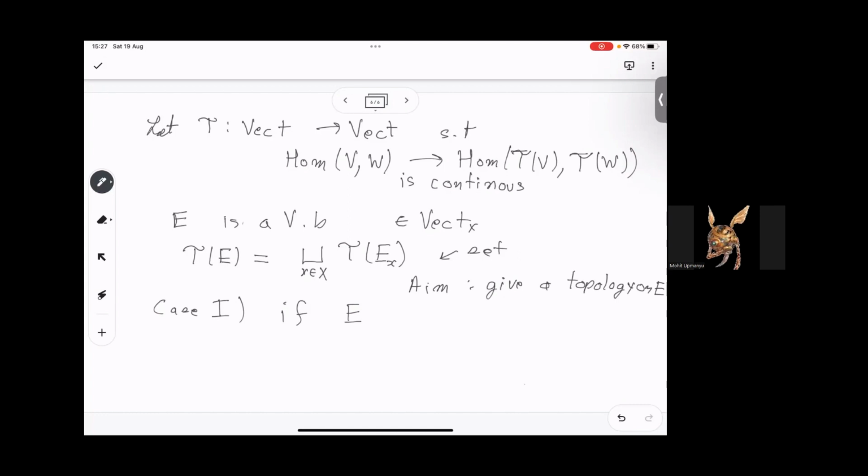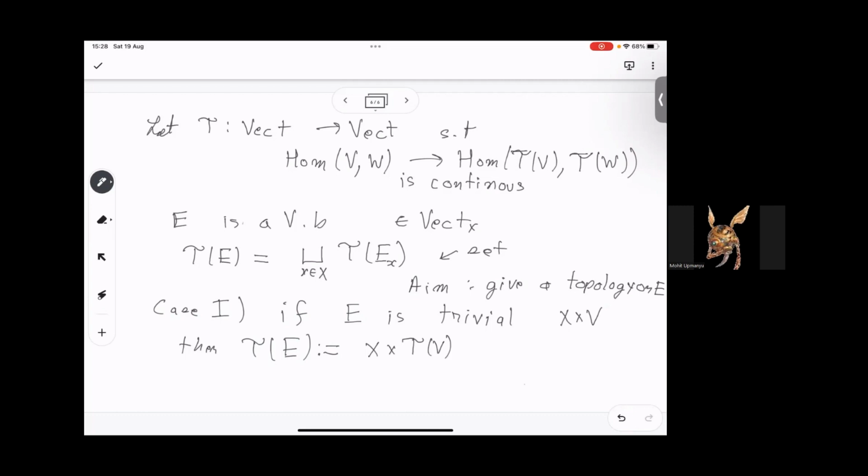If E is a vector bundle, sorry, if E is trivial, that's the case we're working with. E is trivial, right? So that means it's like X cross V, for some reason. Then we just define TE to be X cross TV. Nothing special here.